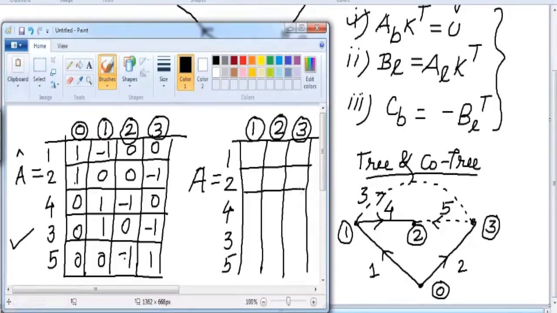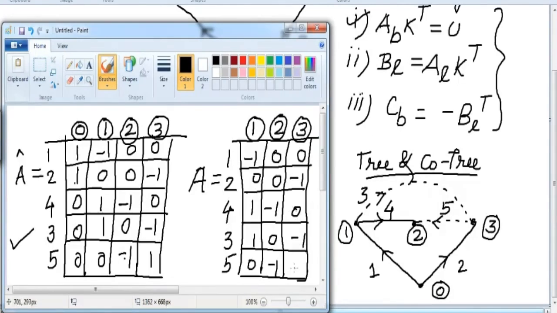Simply we have to go to the A dot matrix and start filling all the entries from it. So column 1 is minus 1, 0, 1, 1, 0. Then column 2 is 0, 0, minus 1, 0, minus 1. Then column 3 is 0, minus 1, 0, minus 1, 1. So this is your matrix A.